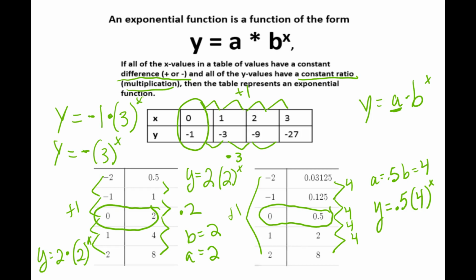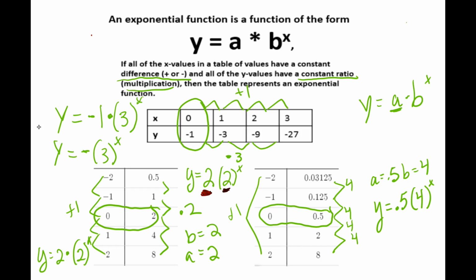So let's have a quick conversation. This 2 represents my initial value. This 2 represents my growth rate, because B is greater than 1.